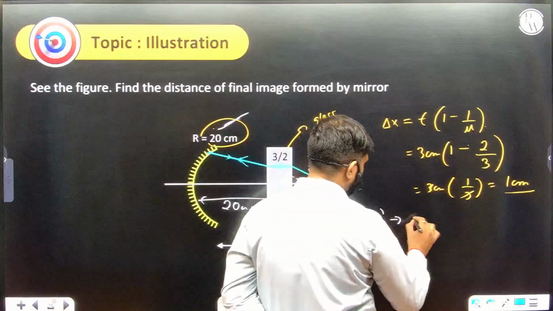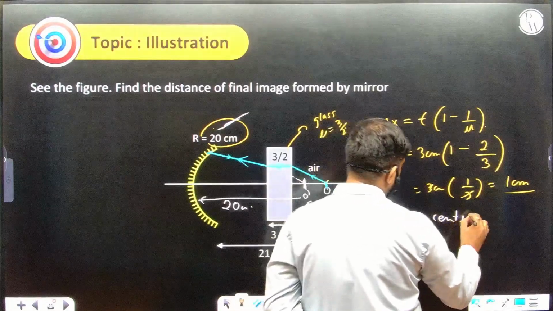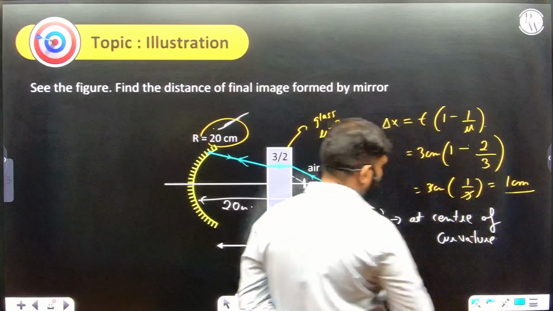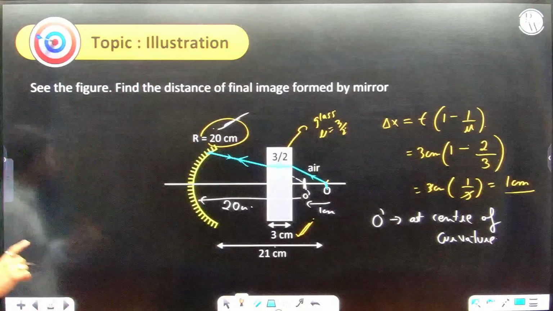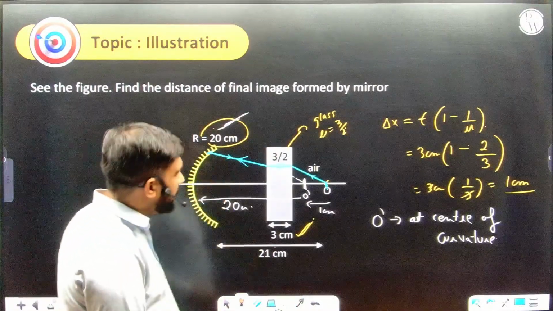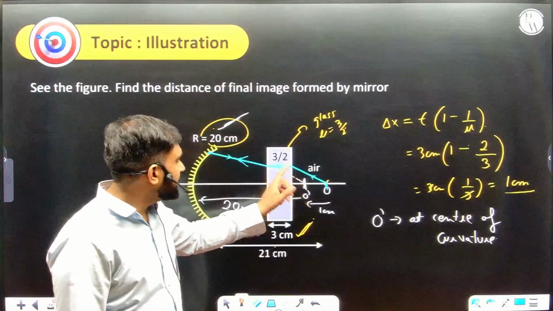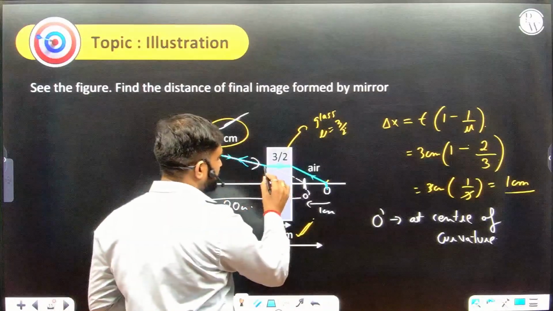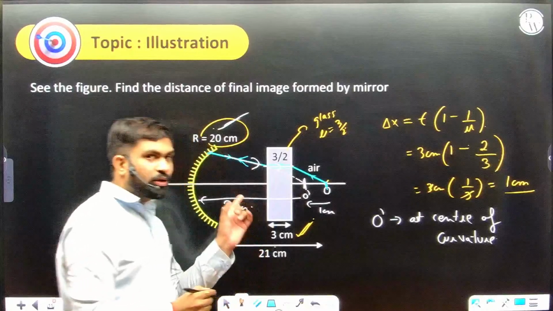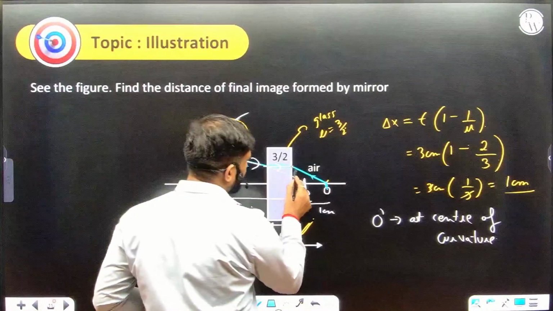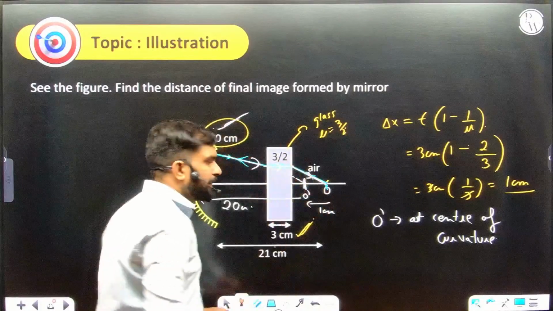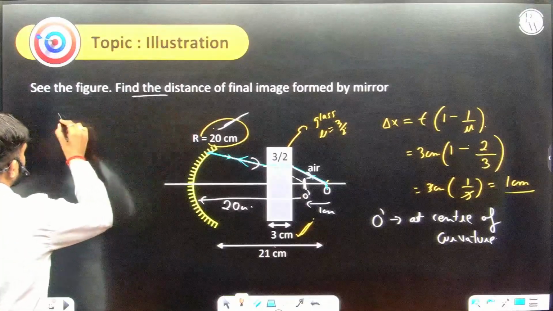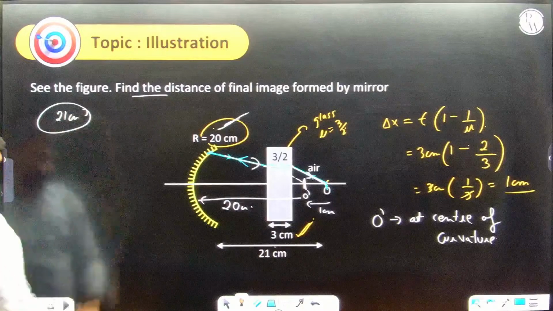Very important problem. O dash is located at the center of curvature, and I know the rays going from the center of curvature come back along the same path. They retrace their path. So the ray which appears to come from O dash will go back the same path through the glass slab also, and it is again going to land at O. So the final image will be formed at O itself. The answer will then be 21 centimeters. Okay, that easy.